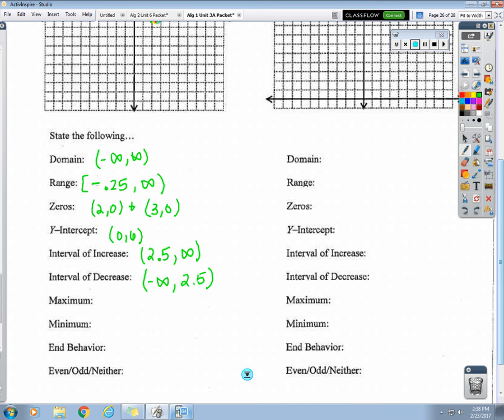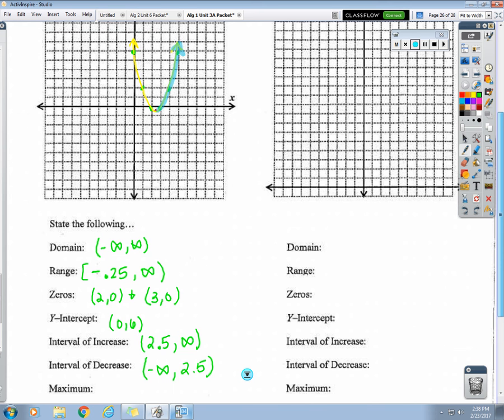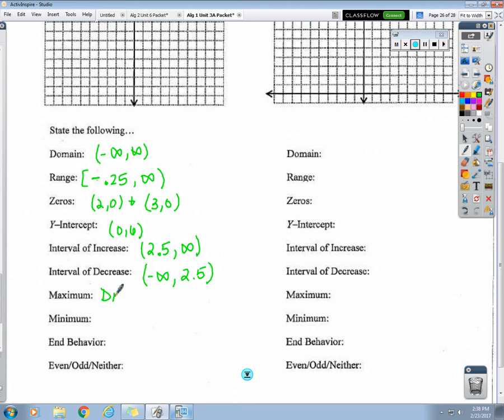Guys, does that parabola have a max point or a min point? A minimum point. So for maximum, you can just write none or does not exist. Where is the minimum point? 2.5, negative 0.25, right? The vertex is the minimum point.